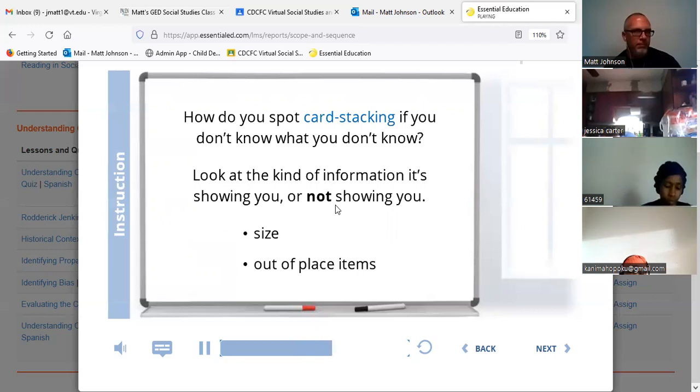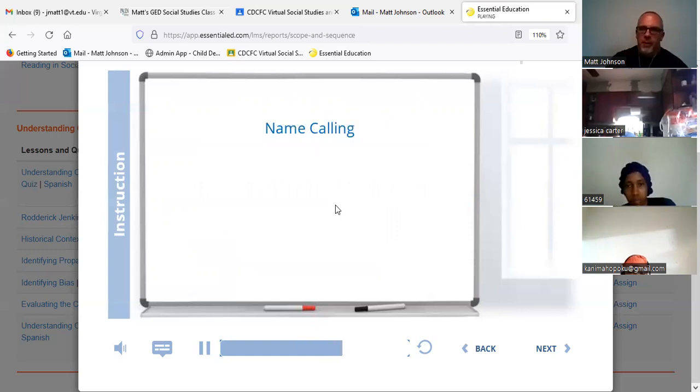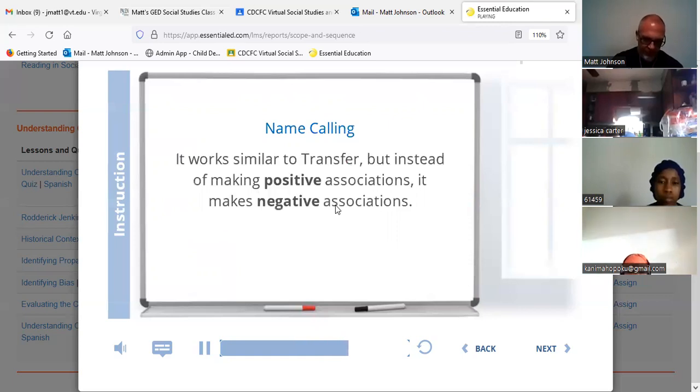The propaganda is only going to mention the comparisons where it looks good. Don't let them trick you, dude. It pays to be skeptical. Lastly, there's name calling. This one is exactly what it sounds like, and it's usually pretty easy to spot. It works similar to transfer, but instead of making positive associations, it makes negative associations. Look here.